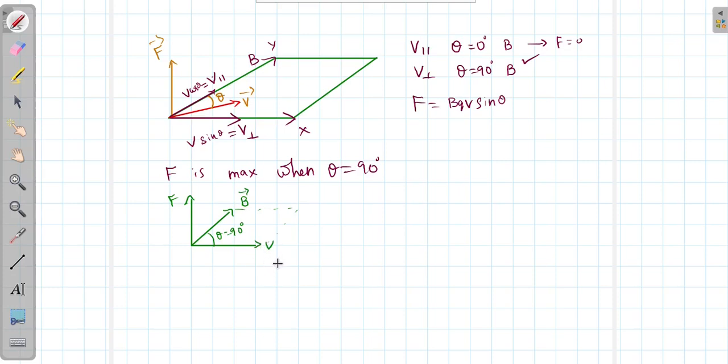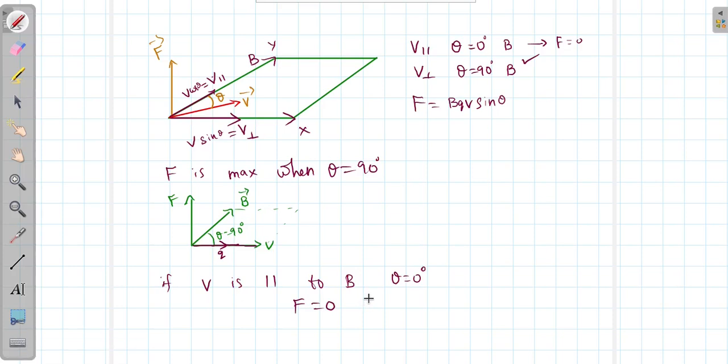So if the charged particle moves perpendicular to the magnetic field, it experiences the maximum force. Suppose the charged particle moves parallel to the field, if V is parallel to B, theta equals 0 degree, therefore force equals 0. It will not experience any force.